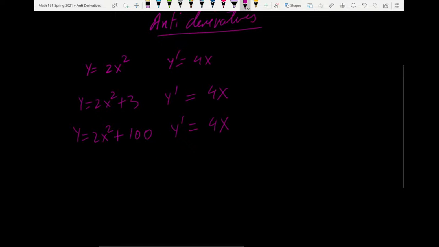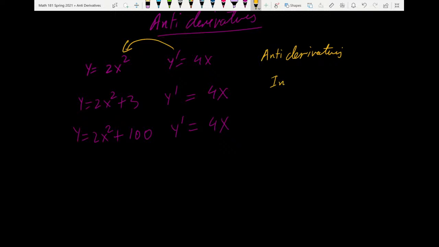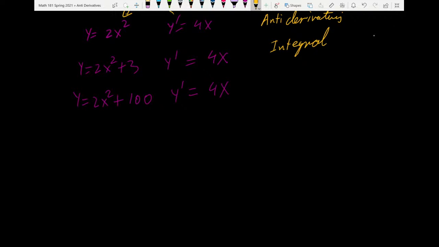Okay? Now, what if we want to go from y prime to y? How do we go about doing that? And that is called antiderivative, or also known as an integral. Most of you have already seen that. If I give you f prime of x equal 3x squared, what would be f? Most of you kind of got an idea, and you would say x cubed, right? Because when you take the derivative of this, you get 3x squared.